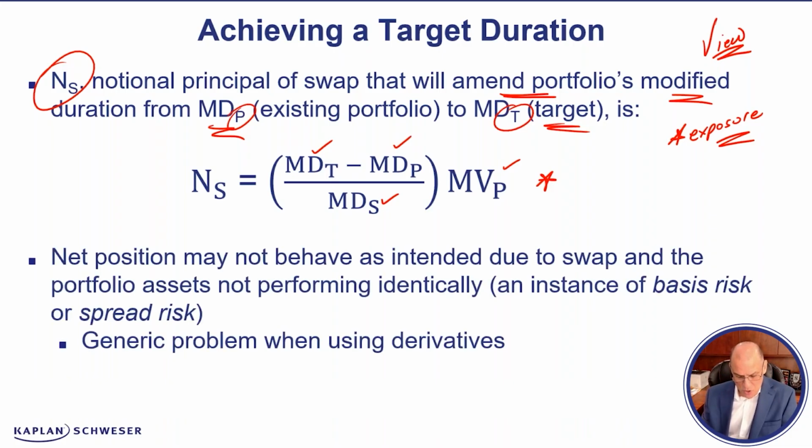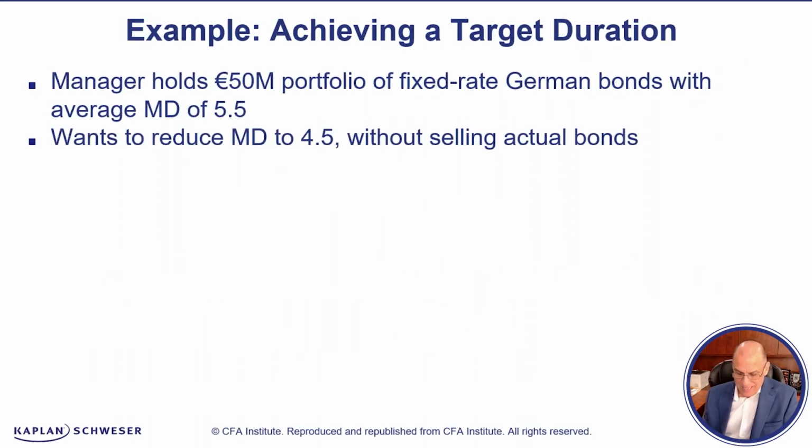A little side note here is that the net position may not behave as intended due to the swap and the portfolio assets not performing identically. I would say this is a definition kind of question. We call that basis risk or spread risk. So you can put that away in your mental Rolodex. It's pretty much a generic problem when using derivatives to modify exposure. Finding the right derivative that exactly matches a portfolio can be somewhat difficult. So let's look at an example.